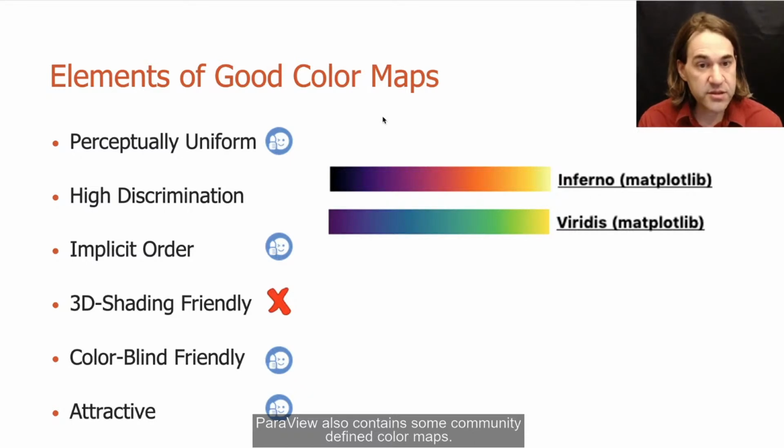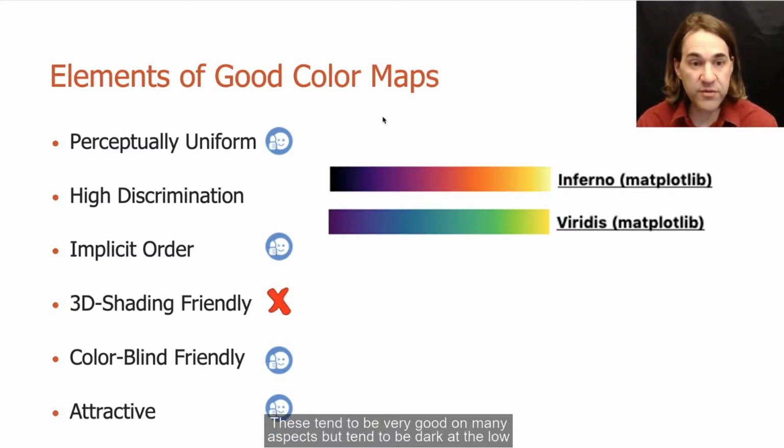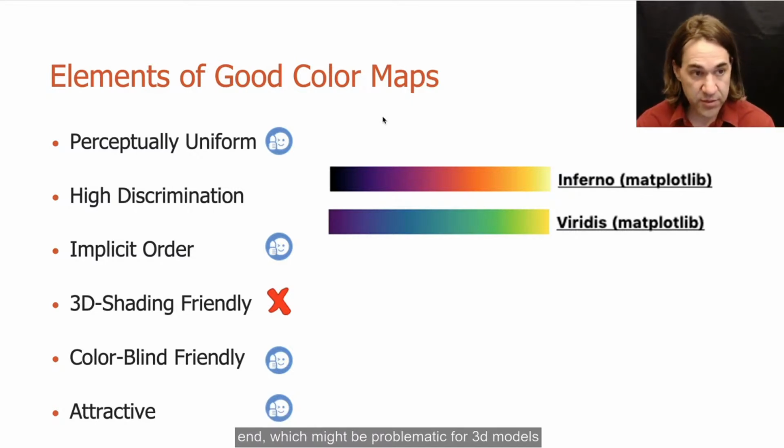Paraview also contains some community-defined color maps. These tend to be very good on many aspects, but tend to be dark at the low end, which might be problematic for 3D models.